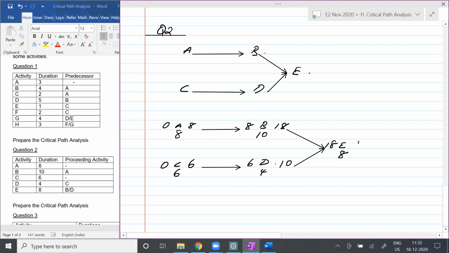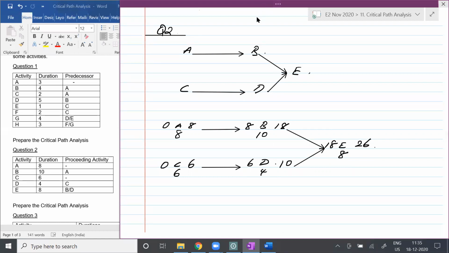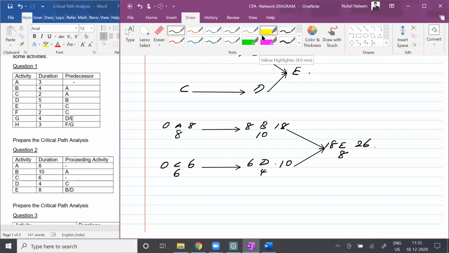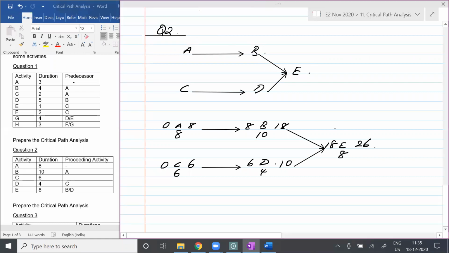26. Now we have completed the forward pass, okay? That is the earliest from left to right. So can we start working from right to left? That is 26 minus 8 is how much? 18. So here we have 18, and I will put 18 here, and here also I will put 18. That's fine normally, yes or no? So 18 minus 10 is how much, Malik? 8. And if you observe, 18 minus 4 is how much?